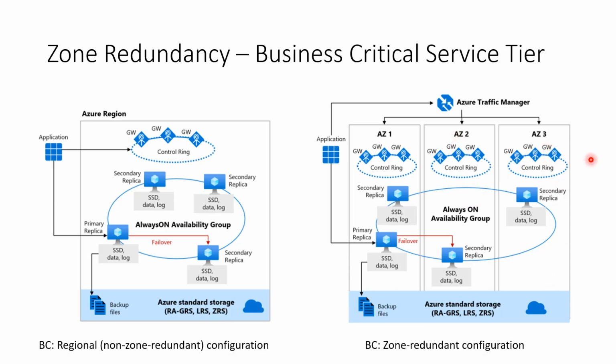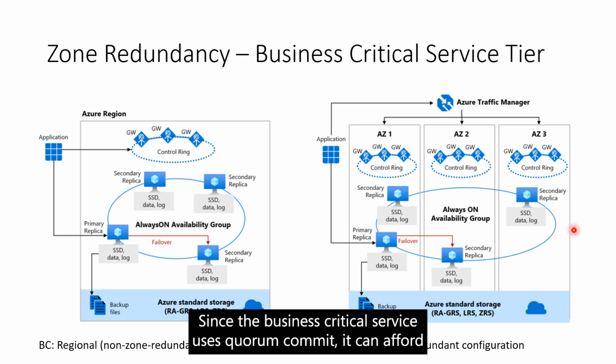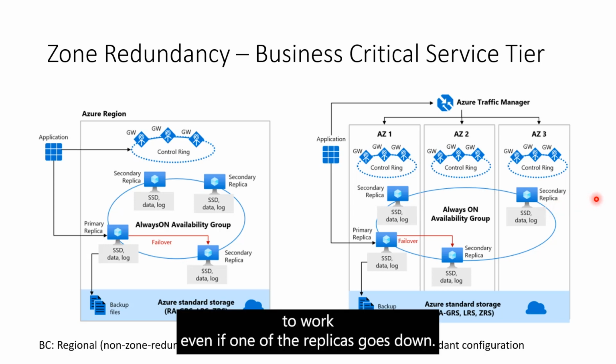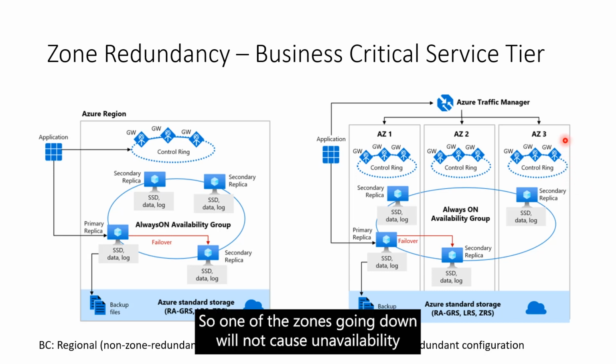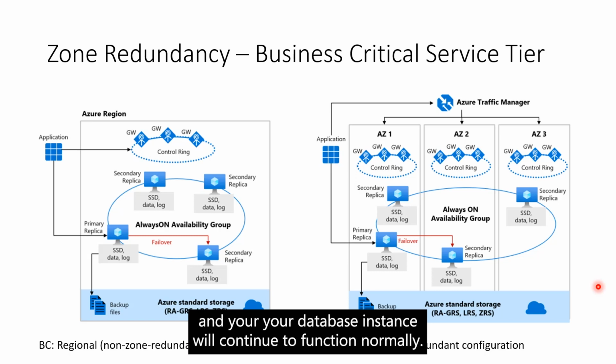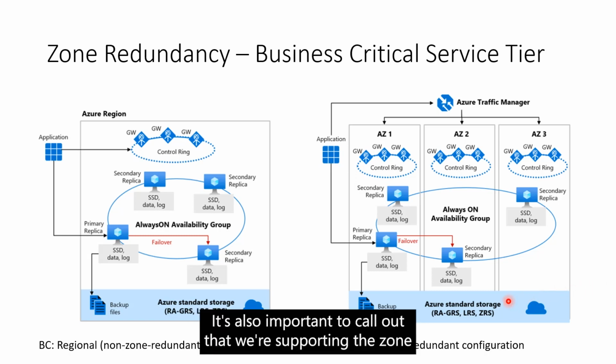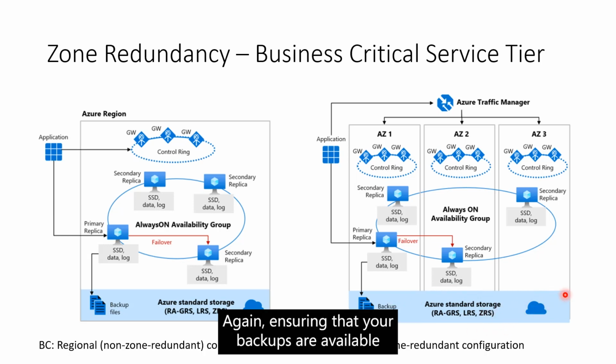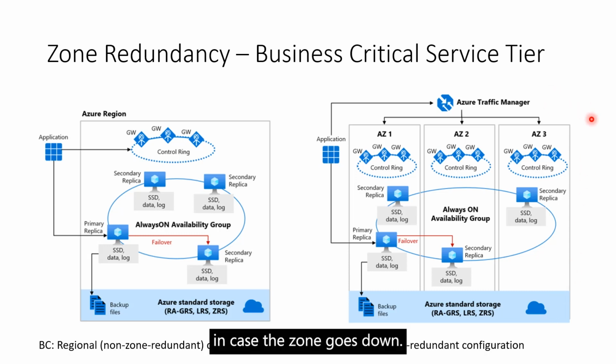Since the business critical service tier uses quorum commit, it can continue to work even if one of the replicas goes down. So one of the zones going down will not cause unavailability, and your database instance will continue to function normally. It's also important to call out that we support zone redundant storage for your backups, again ensuring that your backups are available in case a zone goes down.